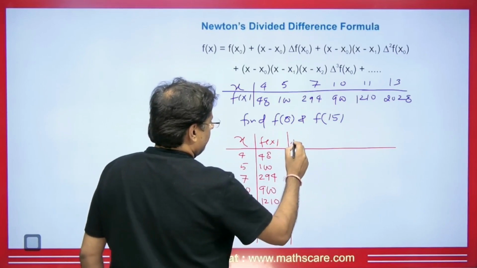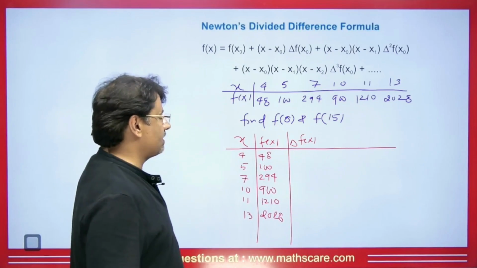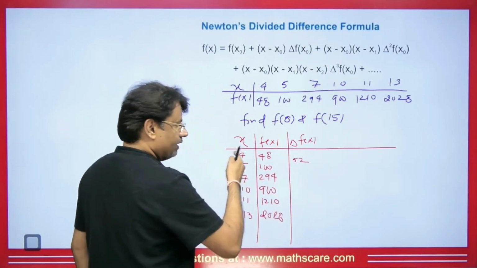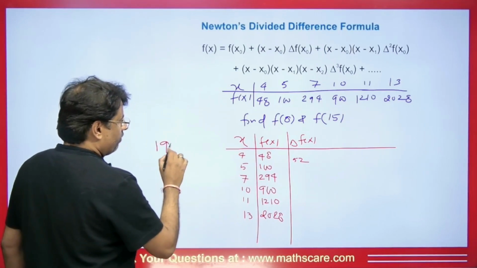From here the value we will get will be del fx. We will get the difference between these two. The difference between these two will be 52. Right, and here the value that will come, it will be 1 below, so it will be 52. Now the difference between these two is 194.